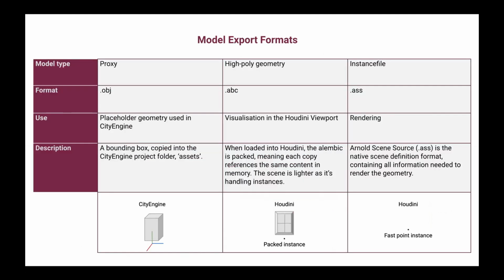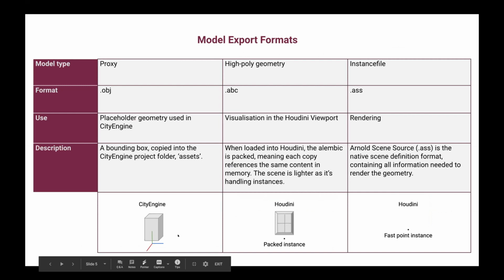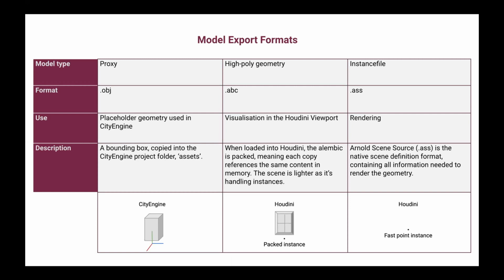This is some more detail about the exported formats. The proxy geometry was literally a bounding box, and this was fed into CityEngine as an instance. It was incredibly fast to use because there were not many polygons. The high poly geometry was loaded into Houdini as Alembic instances, geometry which only referenced one point in memory, which meant the scenes were much lighter.